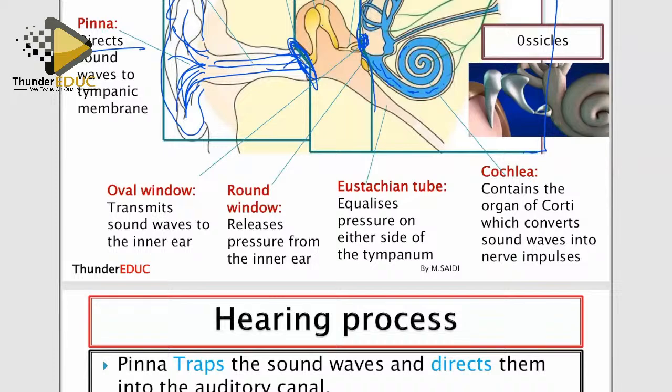So now this cochlea has what is called the organ of Corti. You need to know that. The organ of Corti, those are the receptors. In the eye, we call them photoreceptors, the rods and cones, the sensitive cells. Here, we call them the organ of Corti.